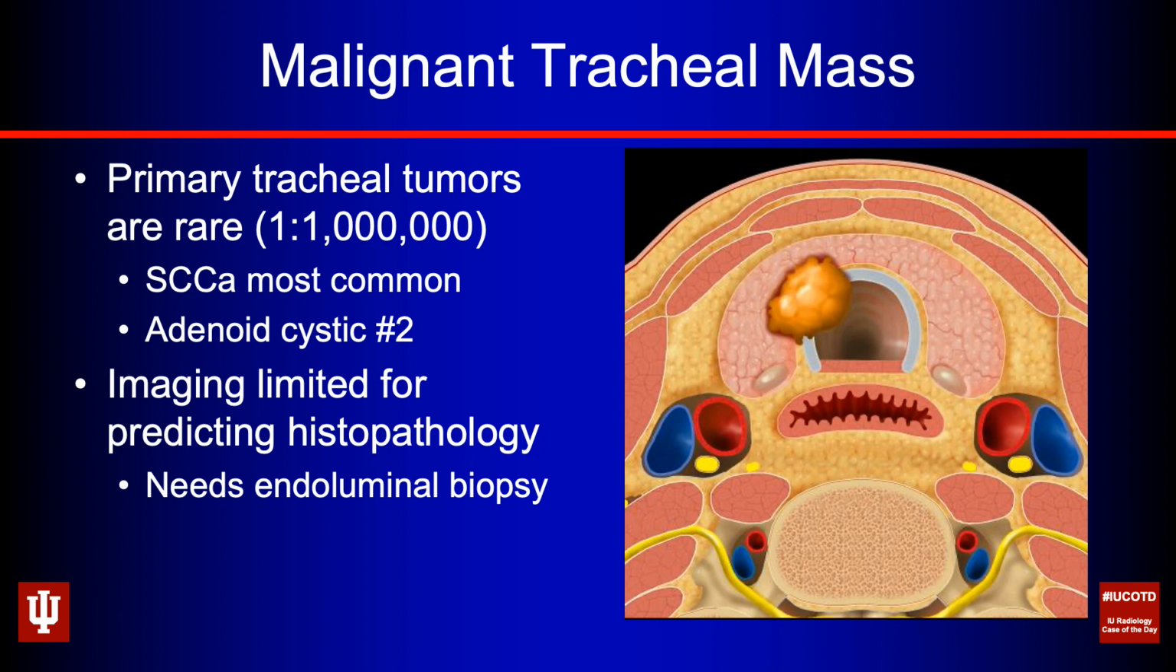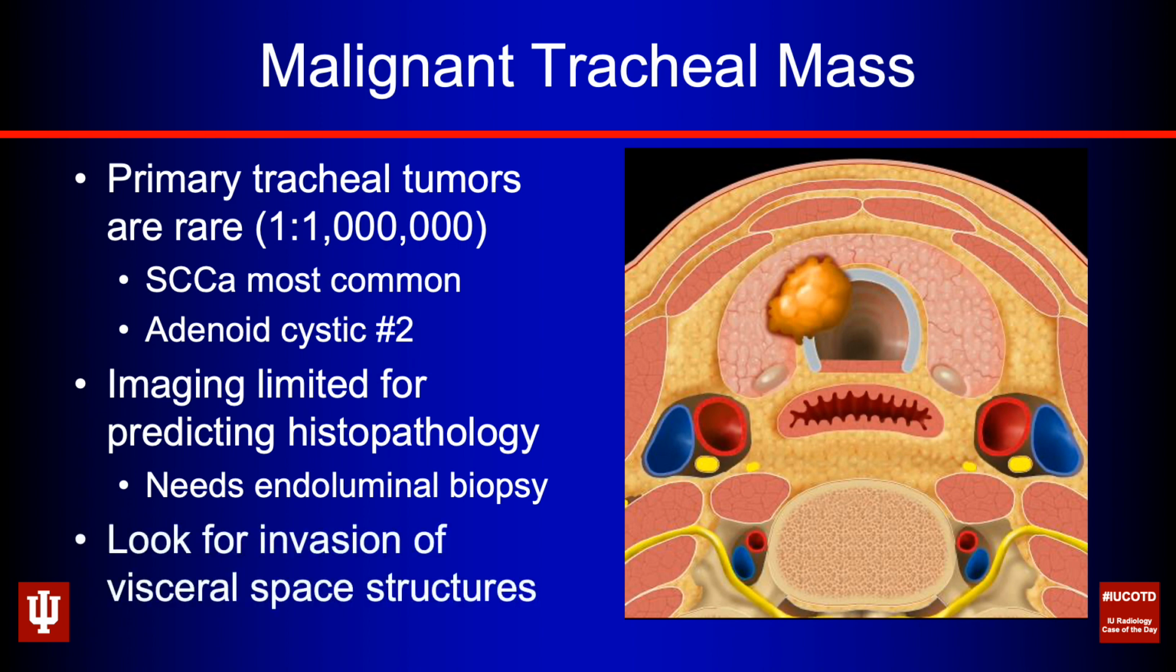That's not your job. So I can't look at the imaging and say, oh, this is clearly a squam or this is an adenoid cystic. You can play the odds and say that squam is more likely. But instead, as the radiologist, your job is to look for invasion of surrounding structures. Look for invasion of those other visceral space structures that are in close proximity.